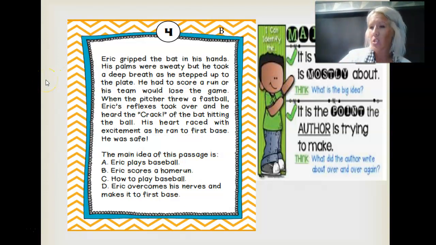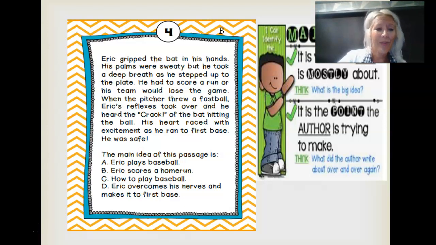Well, let's go back and let's look at that last sentence. His heart raced with excitement as he ran to first base. He was safe. Would you keep B or would you eliminate it? Tell me in the chat, and tell me why. Give me some support to back that up. Why?